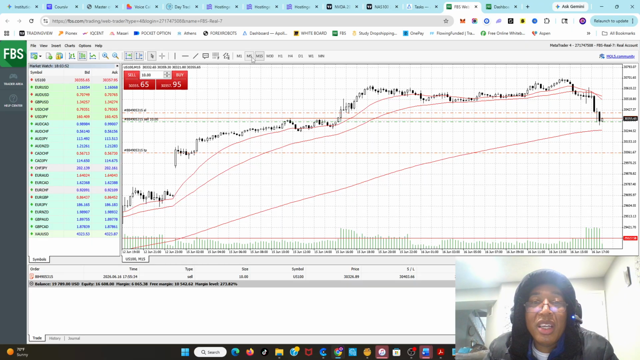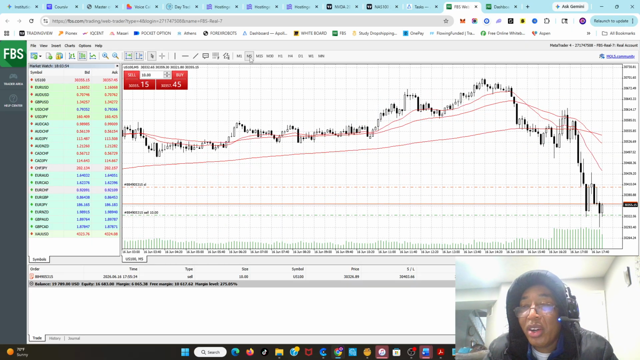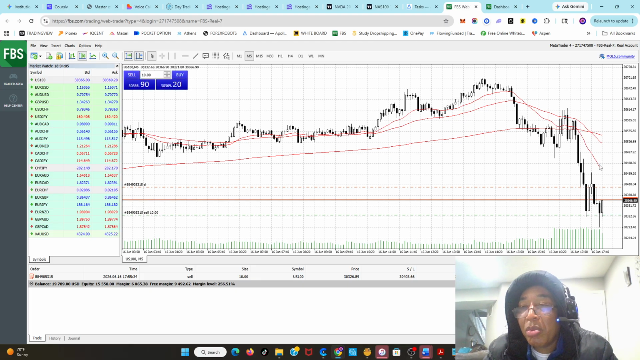So you can see this has literally changed direction to the upside now. It's coming up. So it's probably gonna go up and take us out here.